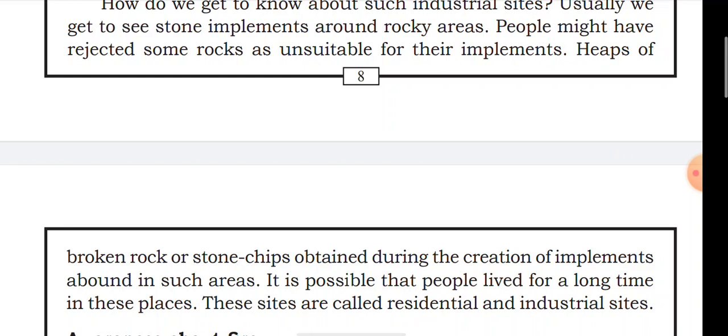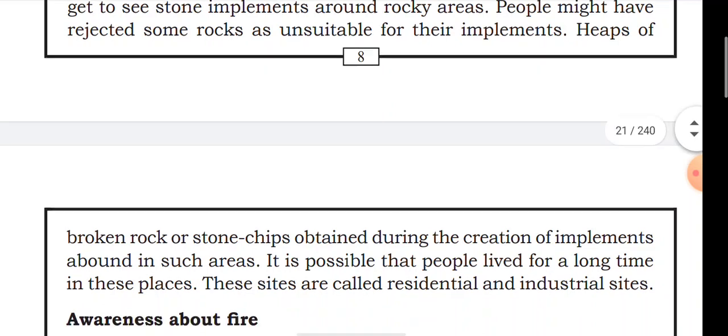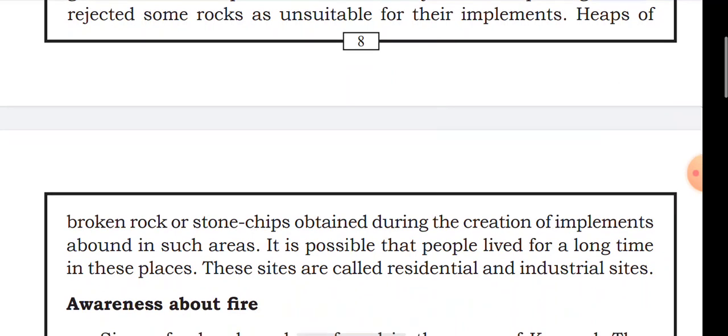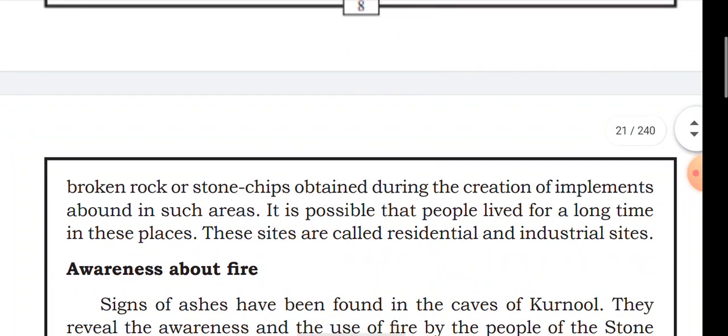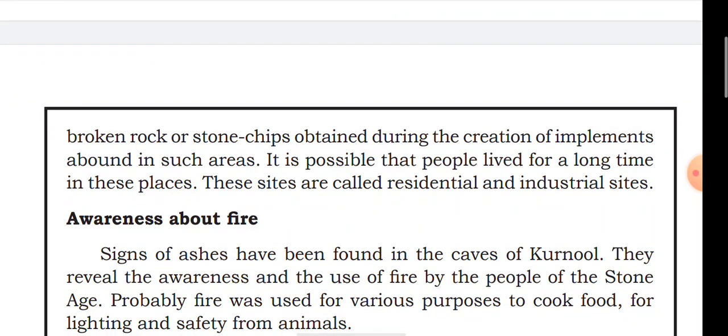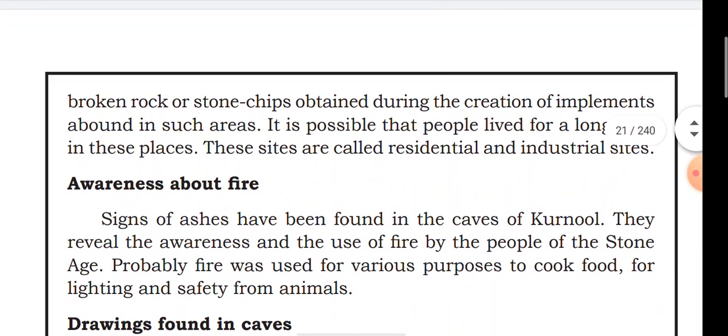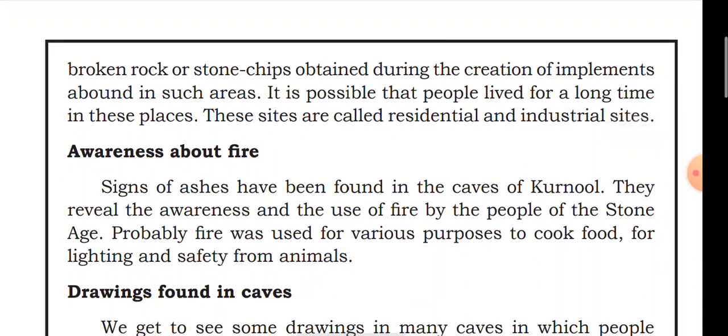So when they used to create the implements, they used to beat the rock and carve it. In that process, heaps of broken rock and stone chips were obtained during the creation of implements. And these stone chips and heaps of broken rock abound in such areas. So it is possible that the prehistoric men lived in these places for a longer time, and these sites are called residential or industrial sites. This is how we can identify an industrial site.